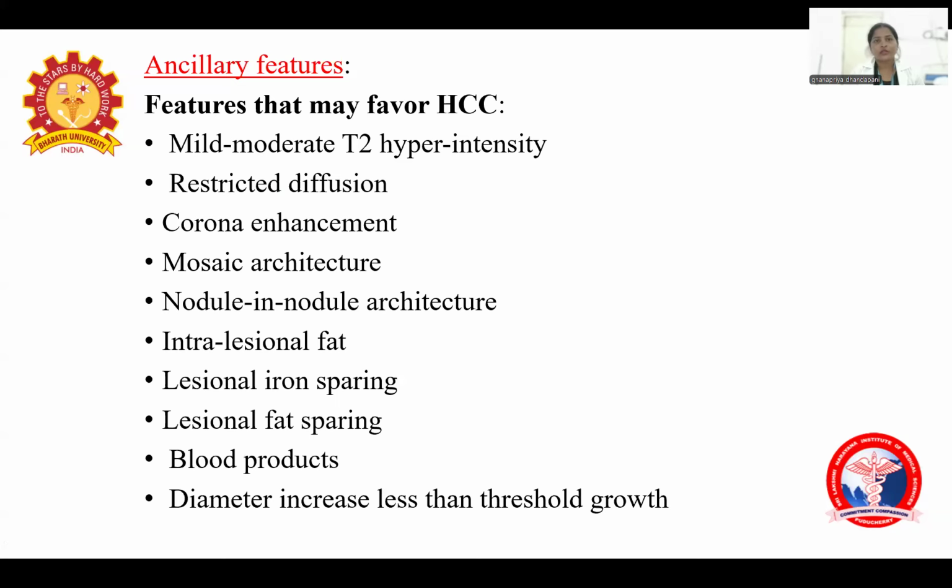So what are those features that favor HCC? These are mild to moderate T2 hyperintensity, restricted diffusion, corona enhancement, mosaic architecture, nodular architecture, intralesional fat, lesional iron sparing, lesional fat sparing, blood products, and a diameter increase less than that of the threshold growth. So these features will favor HCC. If these features are present, then we can use them to upgrade the grading up to LR4.